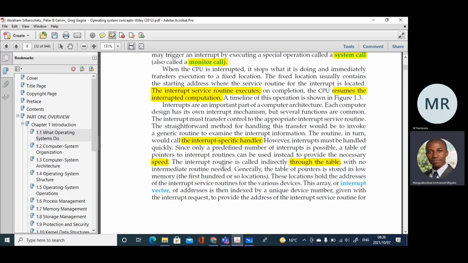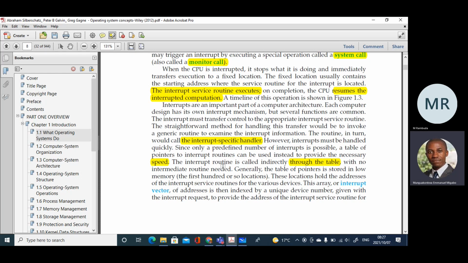Why is it stored in low memory? This is part, once more, of the task of the operating system in terms of memory management. You would want to store the vector table, as we call it, in low memory so that it's quicker to fetch, because the further in memory data is, the longer it takes to fetch. These locations hold the addresses of interrupt service routines for various devices. So it just works more like a pointer.